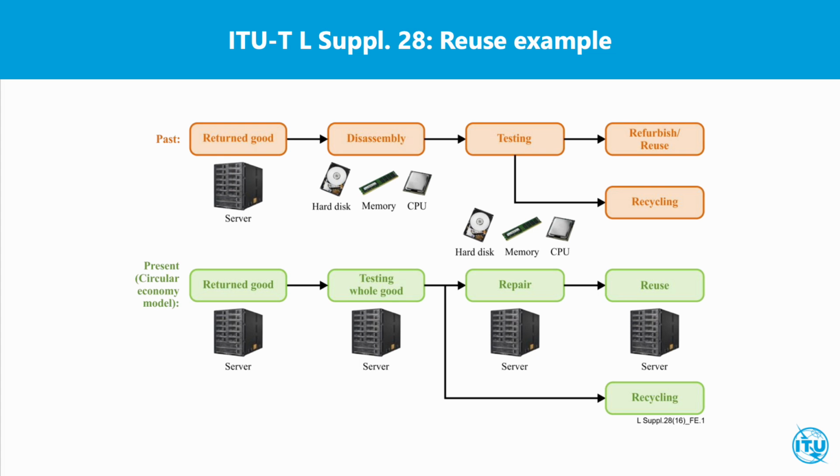This figure demonstrates some of the previously learned concepts and relationships using an example of a procedure for returned servers. In the past, the whole ICT infrastructure good was first disassembled and subparts such as hard disks could only be reused separately. This method led to a relatively high share of scrap going to recycling instead of reuse. When testing of the whole ICT infrastructure good was introduced as an initial step, a higher share of reuse was experienced. This is illustrative of how a circular economy business model can function in real life.